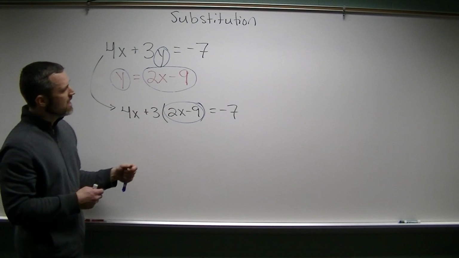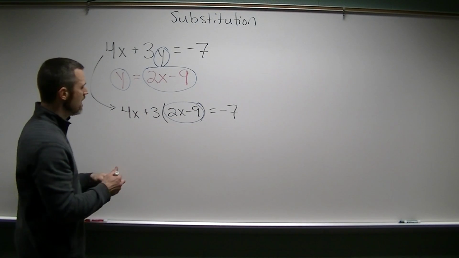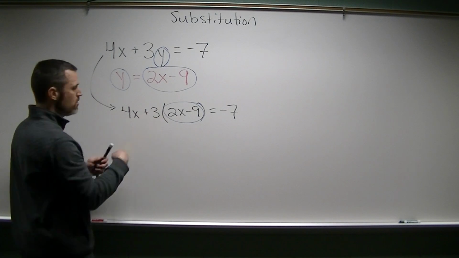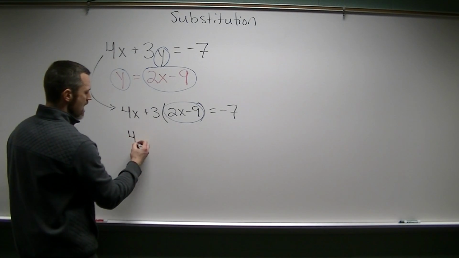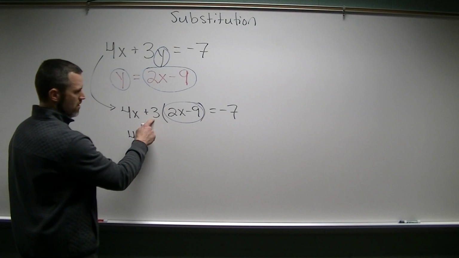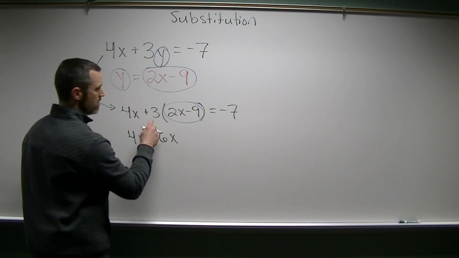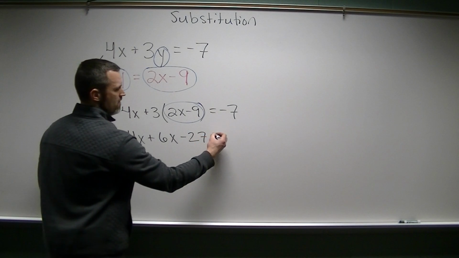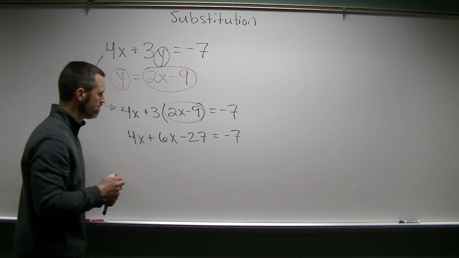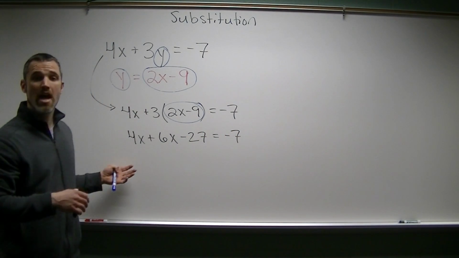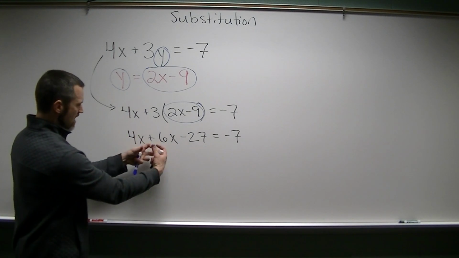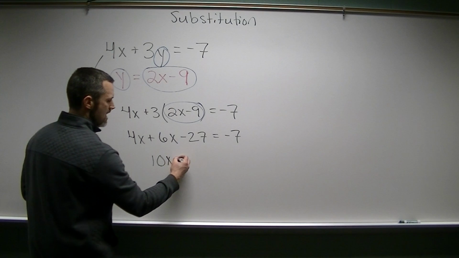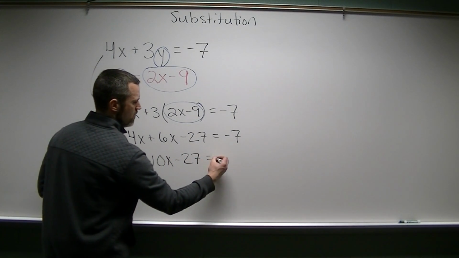When I look at this, I want to solve for x. I'm trying to figure out what x is. So I'm going to start simplifying. I notice that I can do some distribution here. I'm going to get 4x plus 3 multiplied by 2x is 6x, 3 multiplied by negative 9 is negative 27, and then it equals negative 7. Next, I've got some like terms there, so I'm going to combine those. I'll write that down: 10x minus 27 equals negative 7.